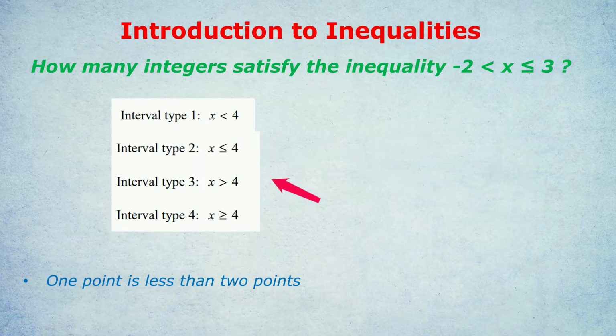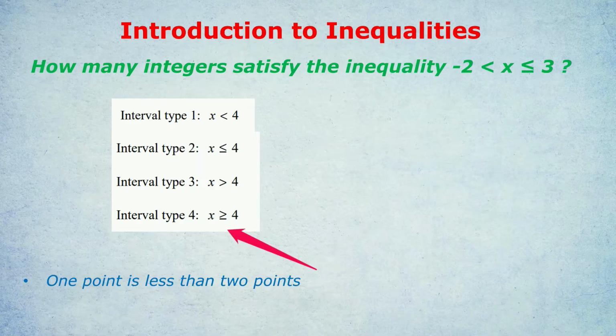The symbol here means less than or equal to. So it's not just the numbers less than 4, it's also 4 itself. This means x is greater than 4, and this means x is greater or equal to 4.